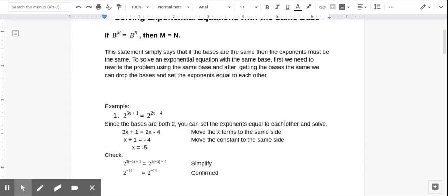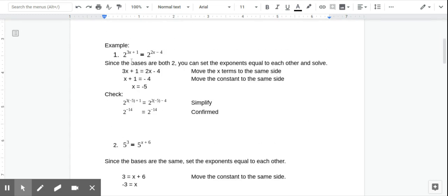So in our first example here, we have 2 to the 3x plus 1 power equals 2 to the 2x minus 4 power. We can see the bases are both 2. So all we have to do is set the exponents equal to each other and solve. Move the x's to the same side, move the constant over, and we get x equals -5. We can check it by putting it back into the original equation.